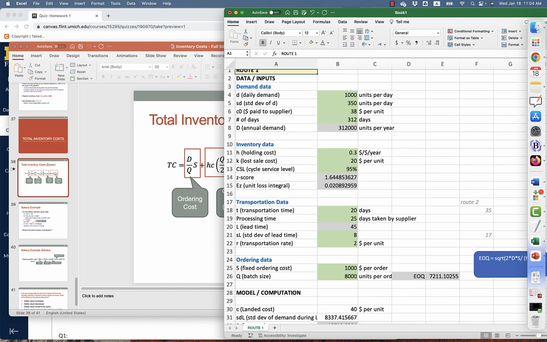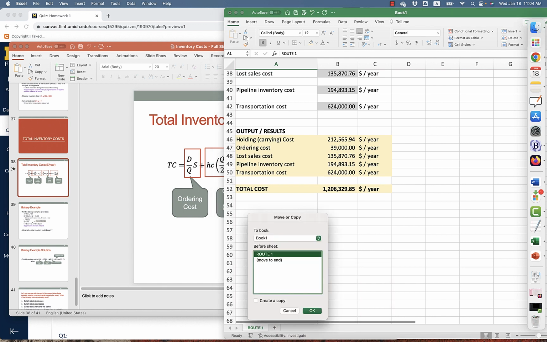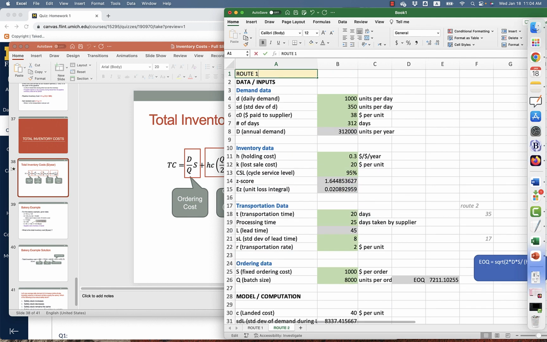Now I can just make a copy of this. Right click, move or copy, create a copy, and just move it to the left, and that's going to be my route 2 now. I can just repeat all of this for route 2 very quickly. All I have to change is what's different. Route demand does not change if I use route 2. Transportation rate changes to 1. The standardization of lead time changes to 17. And then my transportation time changes to 35.